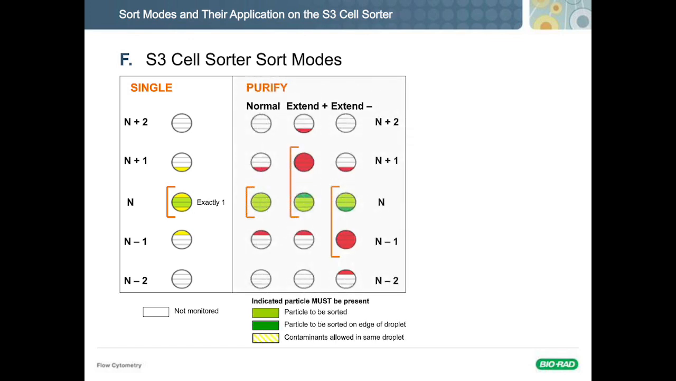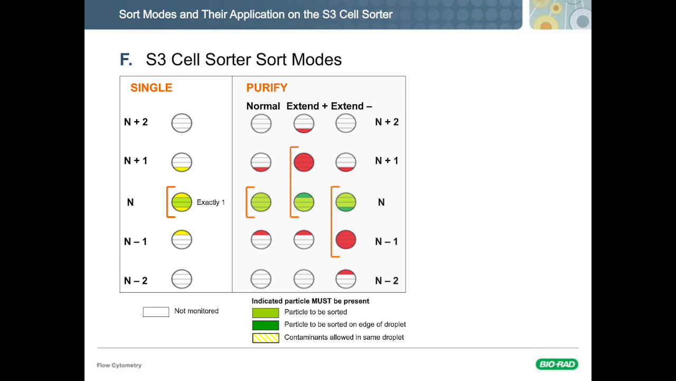Purify mode has a lot more going on. We only want to sort the droplet when the particle of interest is within the drop we're looking at and there's no contaminants on either side. And that's a simple enough case. Fairly similar to single, but it can be anywhere within the droplet.